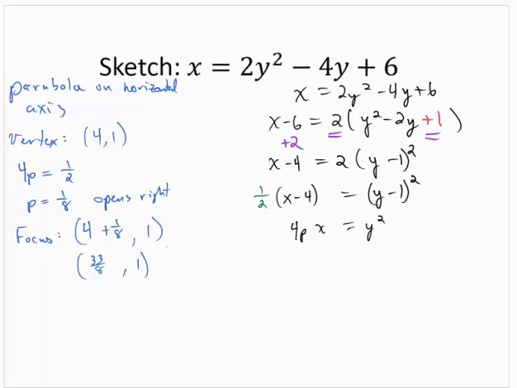Or you could write it as the decimal number. That would be 4.125, comma 1. The directrix would be given by the equation x equals 4 minus 1/8. And so we would have x equals 3.875, or using the fraction, x equals 31/8.